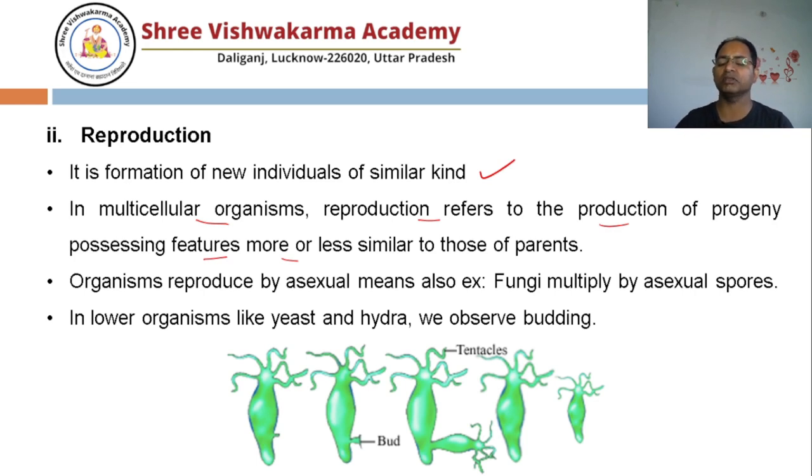The asexual reproduction, the sexual reproduction. If you talk about asexual reproduction, fungi can make asexual spores. In lower organisms like yeast and hydra, we observe budding. You can see this is the hydra. We'll talk about the hydra later on in Coelenterata. Once the hydra matures, it starts developing a small bud, which will grow, and later the bud will detach from the parent hydra and another hydra will form, right? So you can see here is budding, simply reproduction.